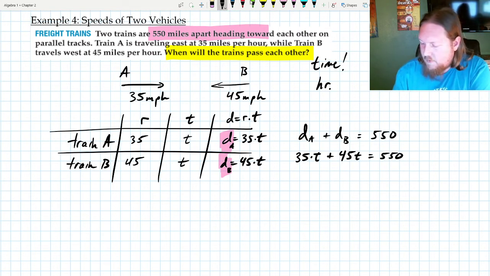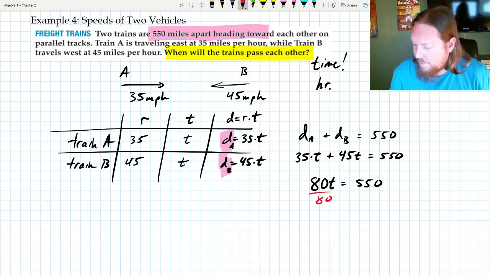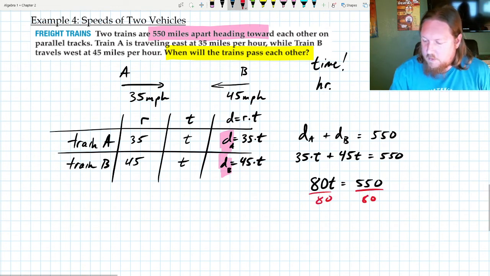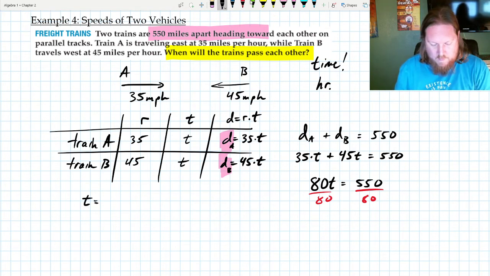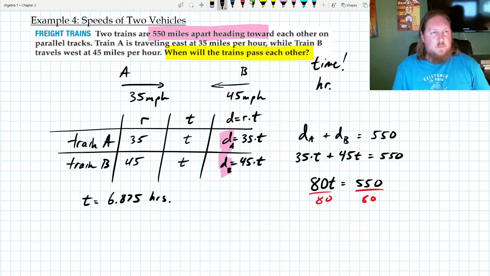All right, let's simplify some things up here. 35 plus 45 is 80t equals 550 miles. Divide both sides by 80. And we get our time is 550 divided by 80, or 6.875 hours. Now, for most people, you would just say it in about 7 hours, right?